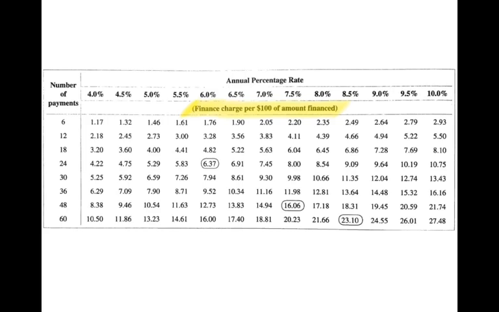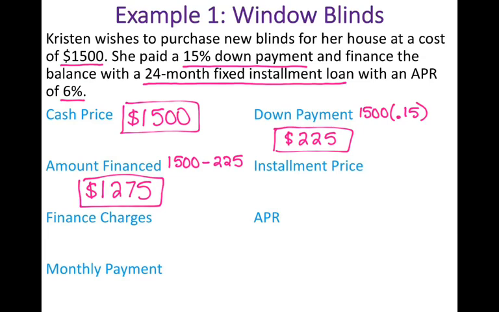So the first thing I want to do is figure out how many increments of $100 I am financing. So I'm going to take my amount financed, the $1,275, and I'm going to divide it by 100 first. And that's going to tell me how many increments of 100 we are financing. So $1,275 divided by 100 is 12.75. Okay, now I'm going to come back to that number in just a second. So the 12.75, I'm going to put it in my pocket and save it for later.